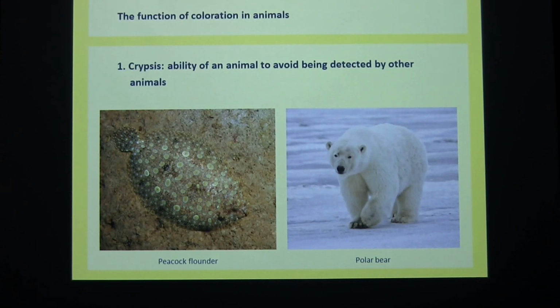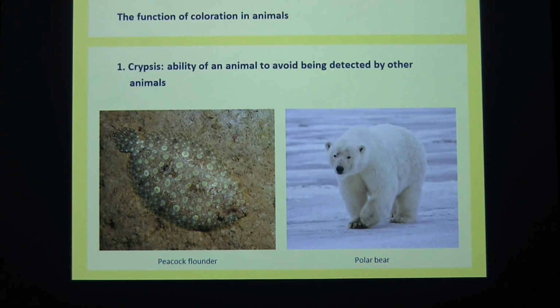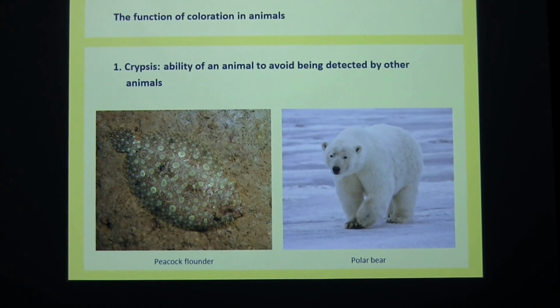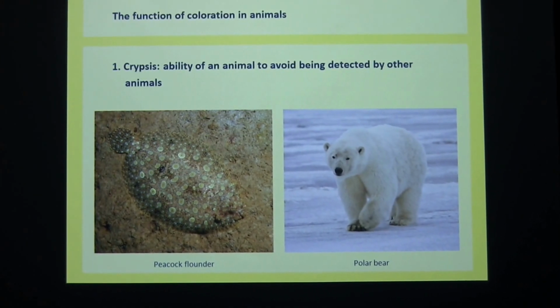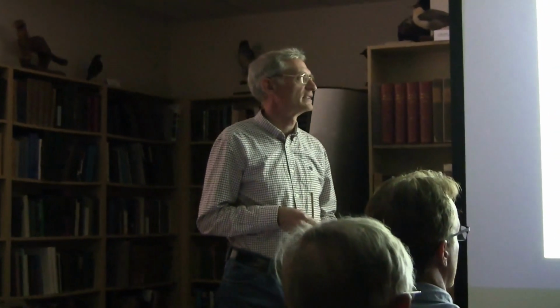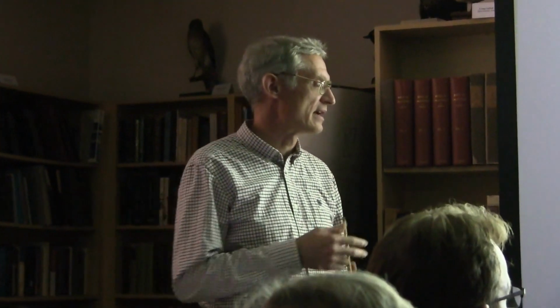Coloration has many different functions in animals. For example, it may help in concealment. Crypsis is the ability of an animal to avoid being detected by other animals. It is useful as an anti-predator mechanism, but it can also be useful for predators trying to avoid being detected by their prey. The flounder or the polar bear are examples of cryptic coloration.